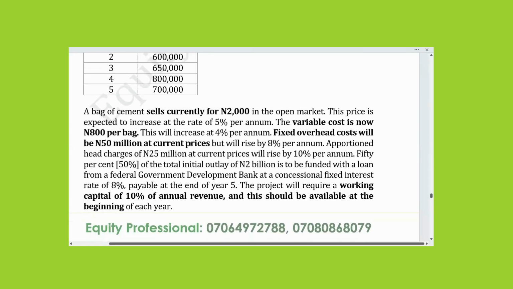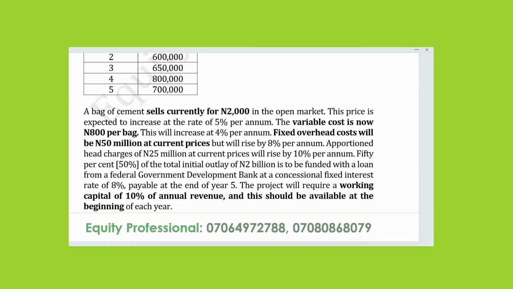However, there are general rules you are supposed to apply when you want to incorporate inflation in capital budgeting. The first rule is that money cost of capital must be used for money cash flow. Rule number 2, real cost of capital must be used for real cash flow. Rule number 3, do not use real cost of capital for money cash flow. Rule number 4, do not use money cost of capital for real cash flow.